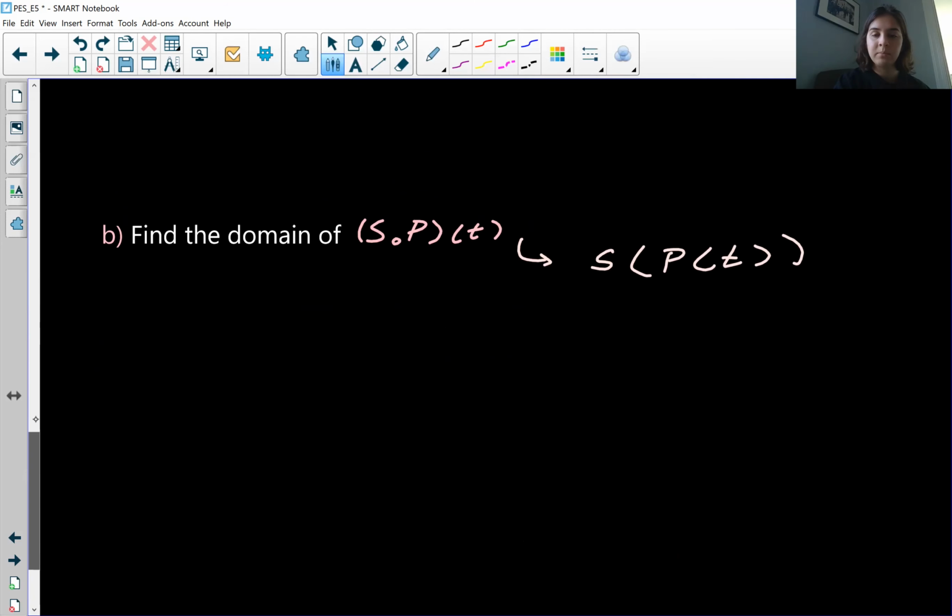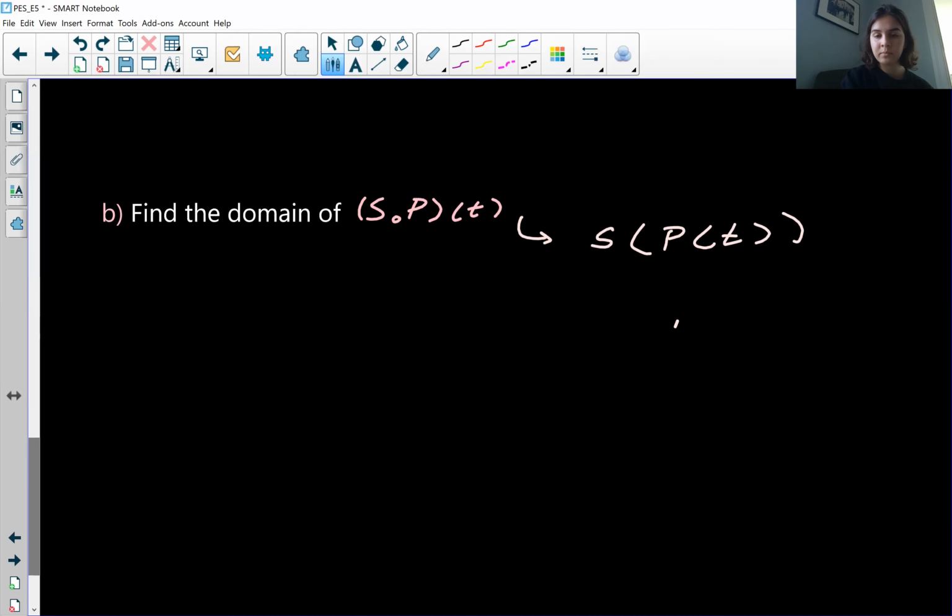But talking about compositions, initially you're going to plug in a t value into P of t in this case. So we know that whatever t we choose, I think that's the domain sign, I'm not sure. T needs to be in the domain of P of t, right? Because if it isn't, then we're not going to get an output, and then we have nothing to plug into S. So T needs to be in the domain of P of t.